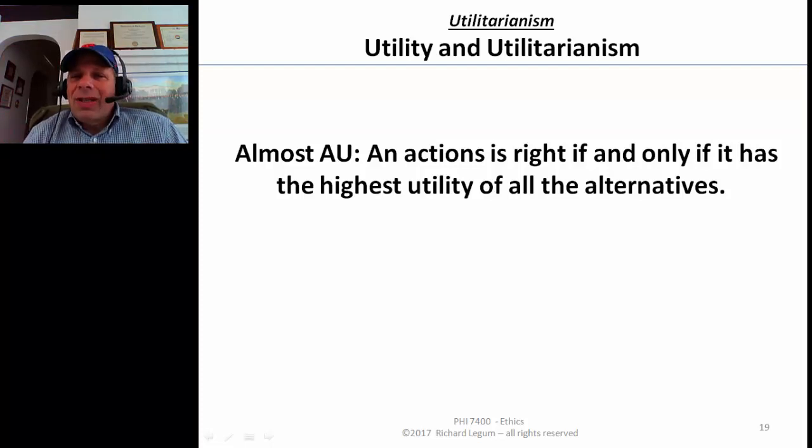But it seems that this is what I'm going to call almost AU, for act utilitarianism. That is, act utilitarianism being a version of utilitarianism that I'm attributing to John Stuart Mill. And that is that an action is right if and only if it has the highest utility of all the alternatives. That is, you're faced with a set of alternatives, what to do, and what makes an action right is that it has the highest utility.